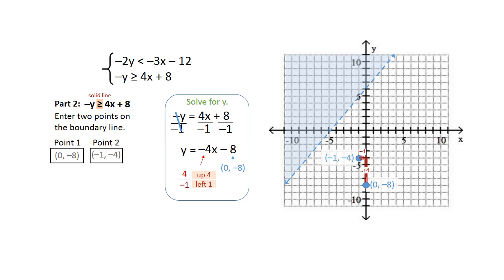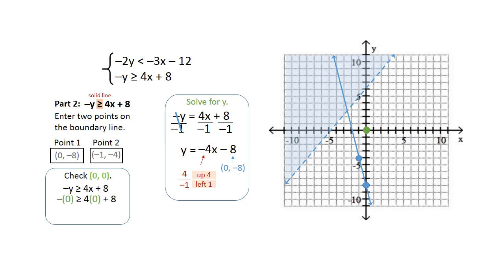The next thing we're going to do is take a look at the inequality, and it's an equals to, so we are going to draw a solid line through those points. Then check 0, 0 again. 0, 0 is to the right of our solid line. So let's see what happens when we plug it in. Write the line down, go ahead and plug your zeros in, and simplify, and you get 0 is greater than or equal to 8. That is false.